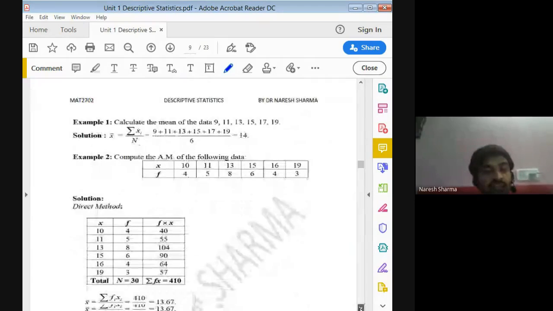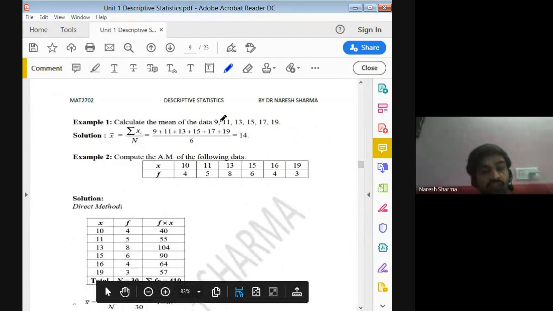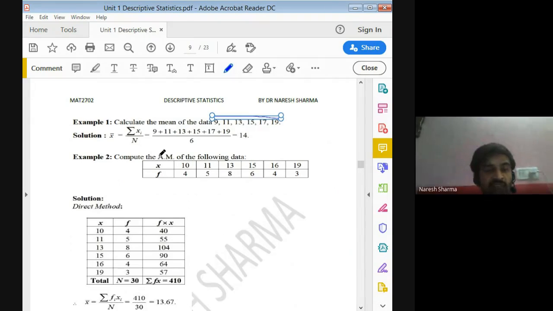First example: calculate the mean of the data. If you see, this is ungrouped data. For ungrouped data, our formula is sum of all x divided by n. So we just add 9 plus 11 plus 13 plus 15 plus 17 plus 19 and divide this by 6. If you add this, you can check what you get.